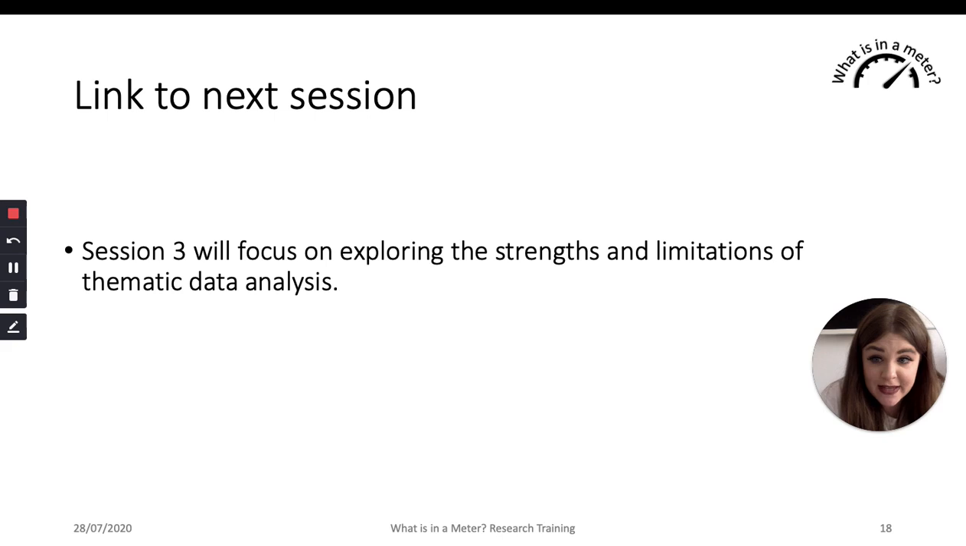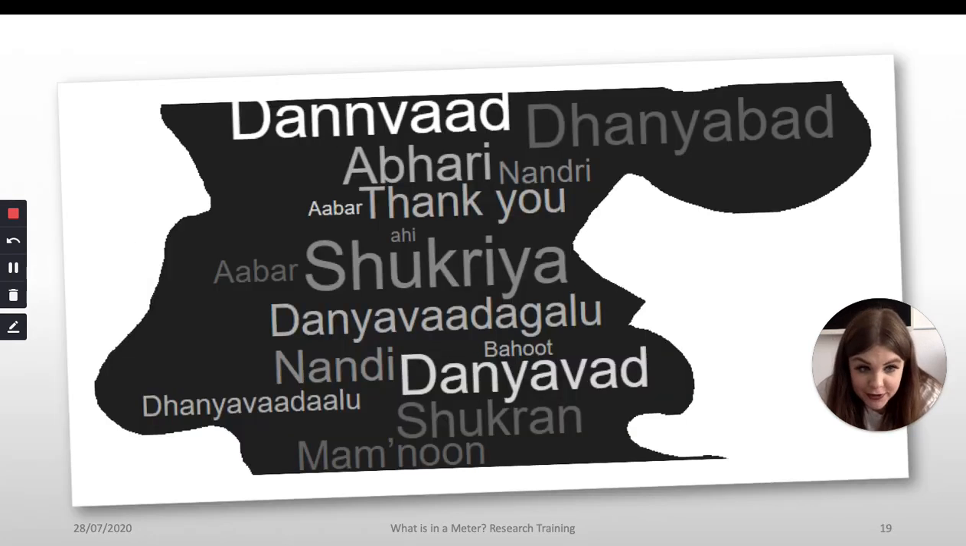So, links to the next session. Session 3 is going to focus on exploring the strengths and limitations of thematic data analysis, and it'll conclude the qualitative analysis training package.